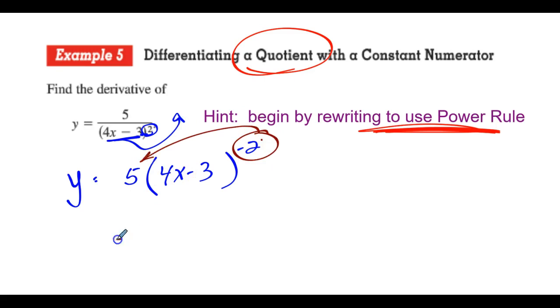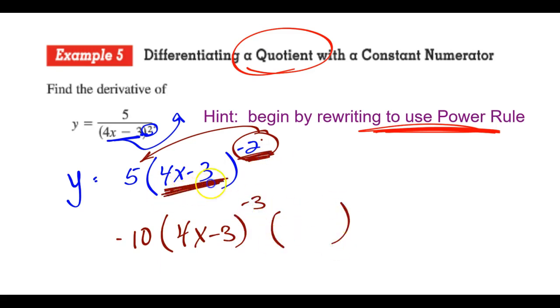The derivative of the outside, write down the inside. Now, everyone always forgets to decrease the exponent by 1. And then times the derivative of the inside. And the derivative of 4x minus 3 is just 4. So I would probably put this back in the denominator. Let's not leave negative exponents. So let's leave -40 multiplying.